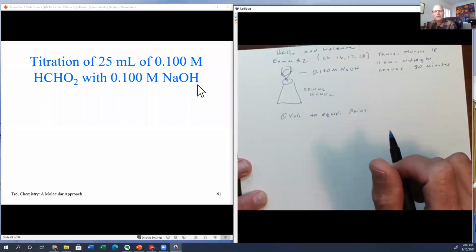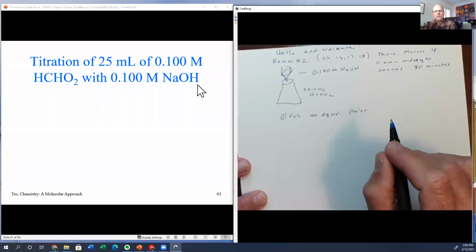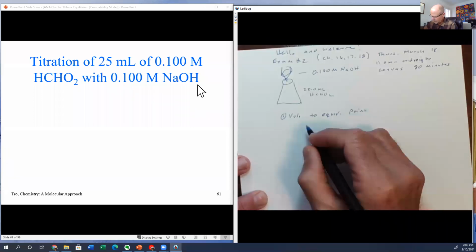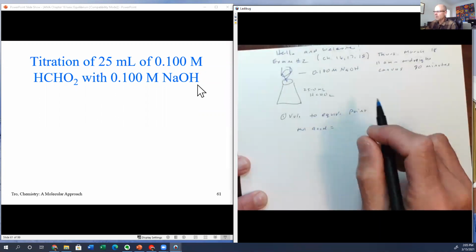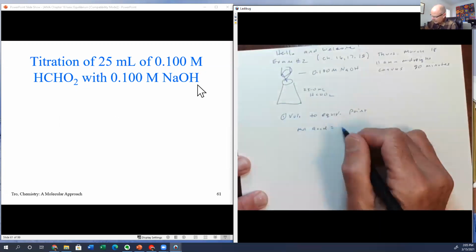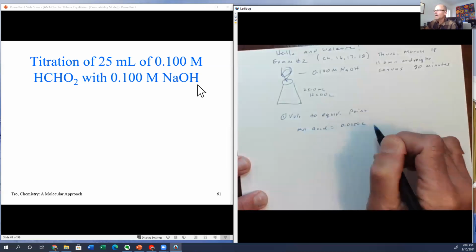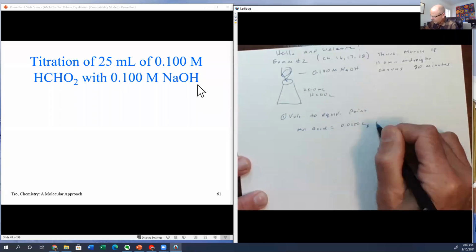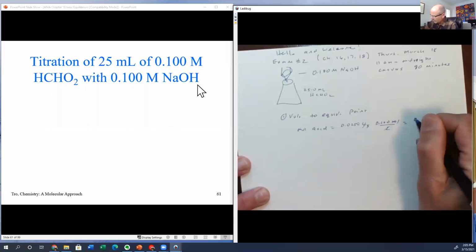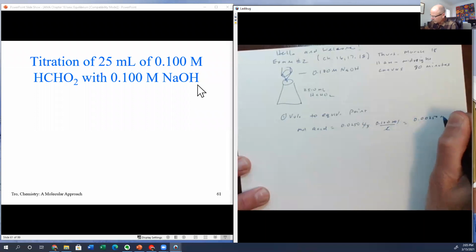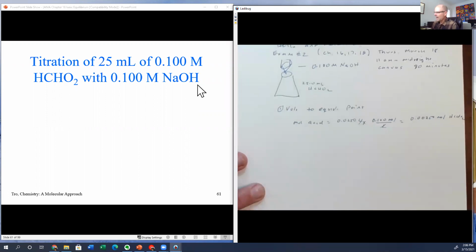The volume to the equivalence point is always calculated by figuring out moles acid equals moles base. So the first thing you figure out is moles acid, and that's always going to be equal to the volume of the acid times the molarity. You're going to need this no matter what: 0.00250 moles of acid, HCHO2. So you know that.